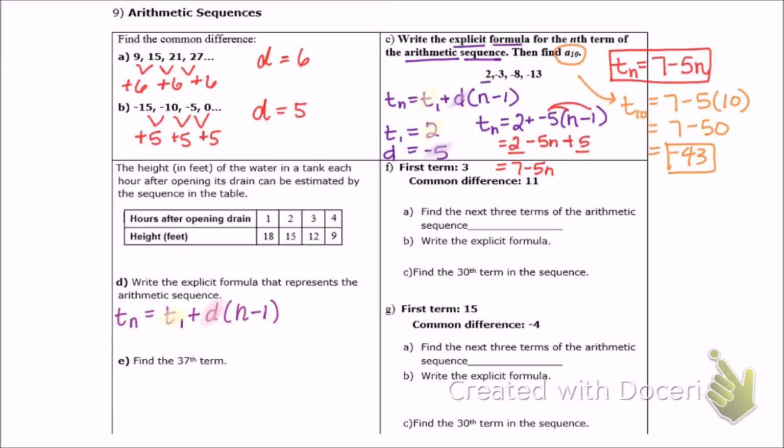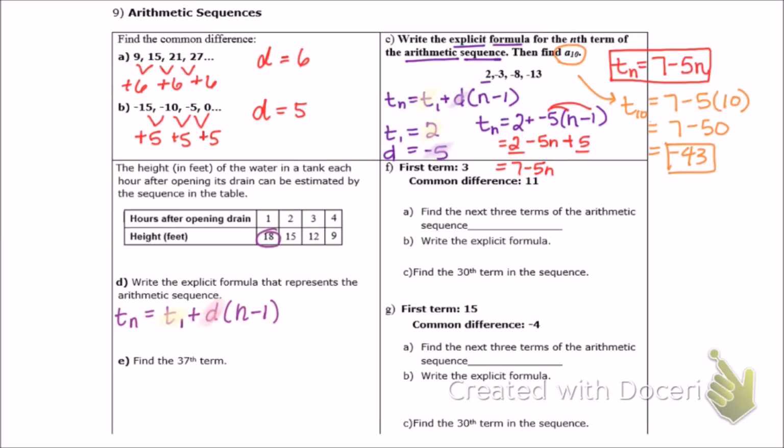Okay, on the next box it says the height of water in a tank each hour after opening its drain can be estimated by the sequence in the table. So our hours after opening the drain are 1, 2, 3, and 4, and our height is 18, 15, 12, and 9. We need to take that data and write the explicit formula that represents that sequence. You can see I've written down the sequence, and from that sequence, what you need to know how to find is the first term and the common difference. Looking at the table, our output values is where you get your first term and your common difference.